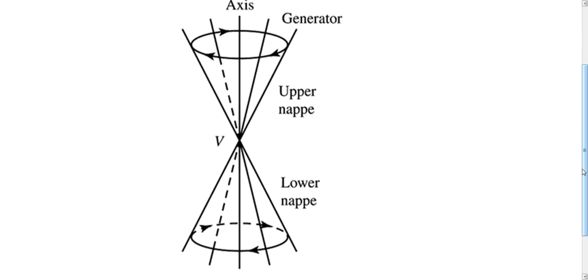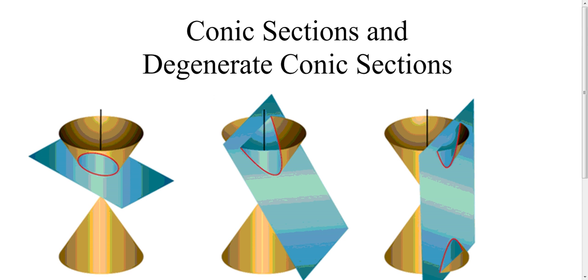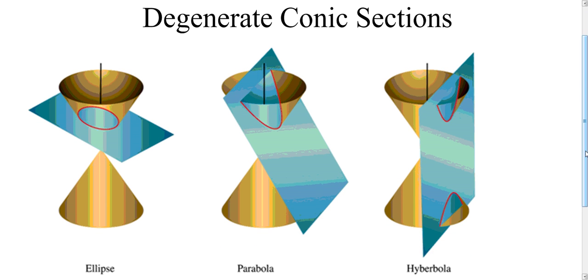And conic sections come from intersecting a plane, which you can think of as a sheet of paper, with this cone with two nappes in several different ways. The most popular conic sections, which we're going to be focusing on in this chapter, are ellipses, parabolas, hyperbolas, and there's one that's actually missing.